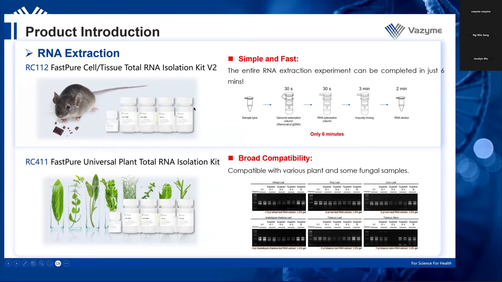Okay, so we also have manual options. Manual options would be column-based extraction kits. For plant tissues it is RC411. For animal tissues it is RC112. And we have a very comprehensive list of compatible samples for both plant and animal. The steps are very simple. For RC112, it's only 6 minutes. So if your lab has a very small throughput and you don't have a lot of samples, you can go for this, and it can be done very, very quickly. And as for the plant RNA isolation kit, it works for both plant and fungal samples.